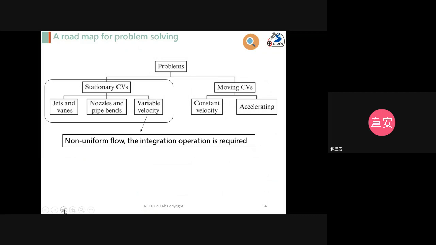So last week we finished many exercises, and the exercises include the problems for the jets and fans, and the second is the nozzles and the pipe bends. So today, the final problem we meet for the stationary control surface problems is the velocity that is non-uniform flow. So the flow velocity is non-uniform, so we need to apply the integration operators.